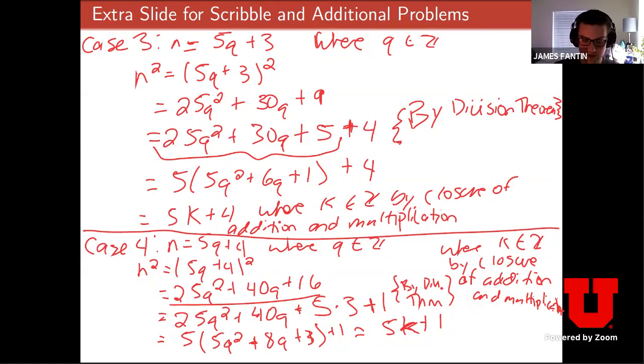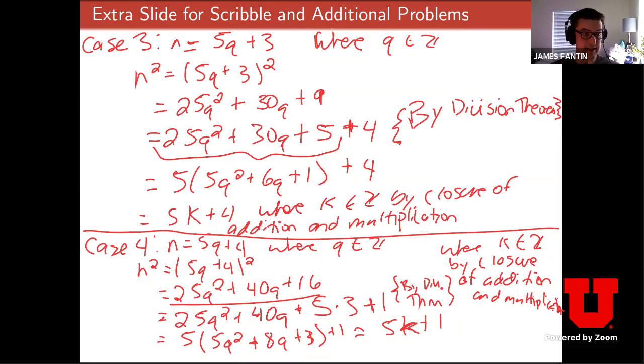And then Jake asked a question: if any remainder was false, would the proof be false? Yes, it would. That's a great question. So if we found for some remainder that we didn't end up with 5k plus 4 or 5k plus 1, like we ended up with 5k plus 2, then the entire proof is false. The entire theorem is false. Because we were asked to prove it for any n not divisible by 5.